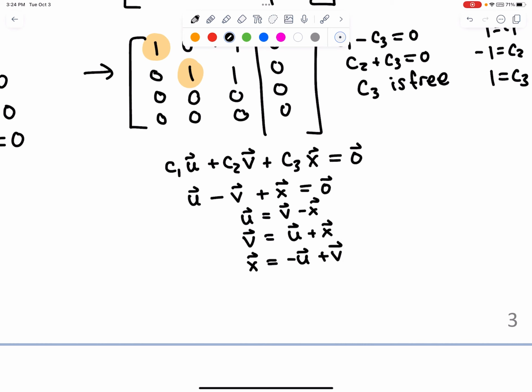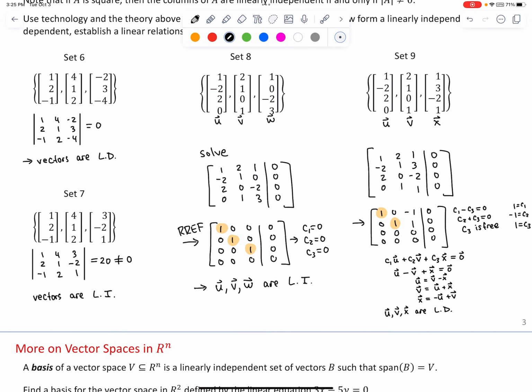And since we can construct any vector by doing a linear combination of the other two vectors, that means that these three vectors are linearly dependent. I'll leave it to you to verify any of these relationships right here for these three vectors. Okay, let's go to the next page.